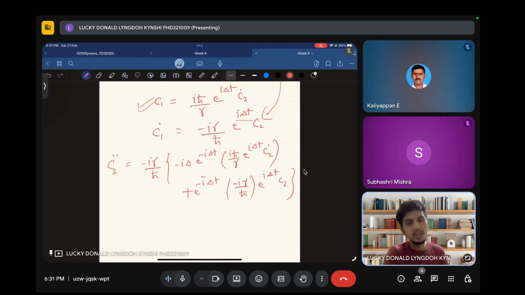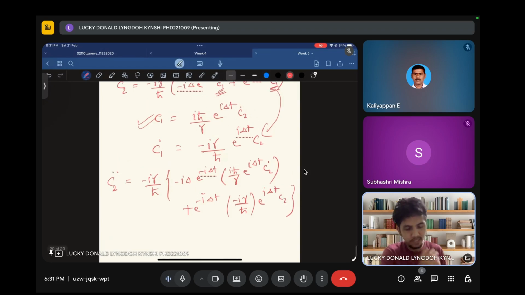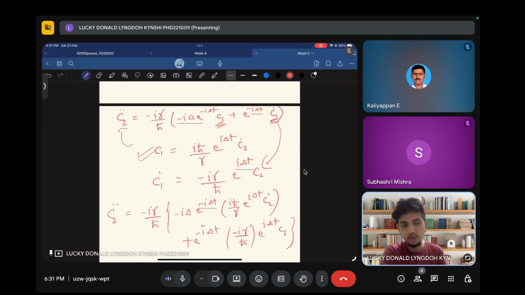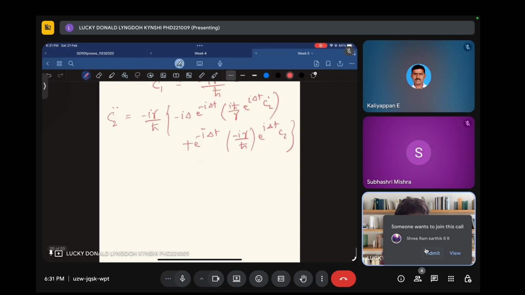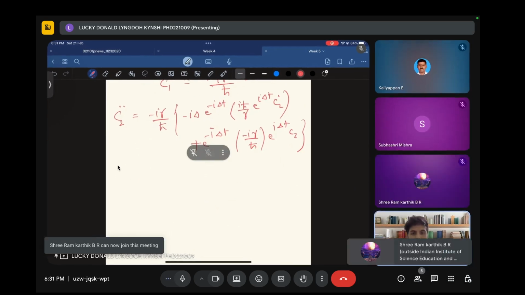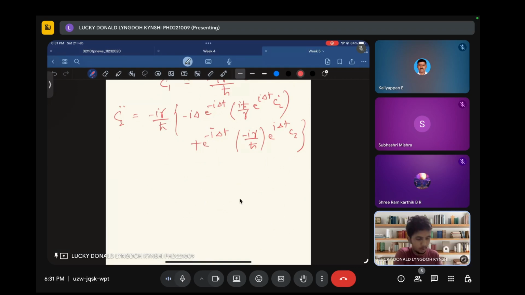Okay, so here it looks confusing, but I have just substituted the values of c1 and c1 dot directly in your equation. It looks confusing, but just bear with me. Or if you have any confusion, you can always look at the notes which I will be sharing with you in the drive. Then you can have a clear understanding.